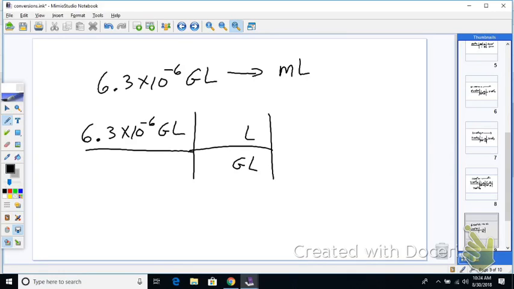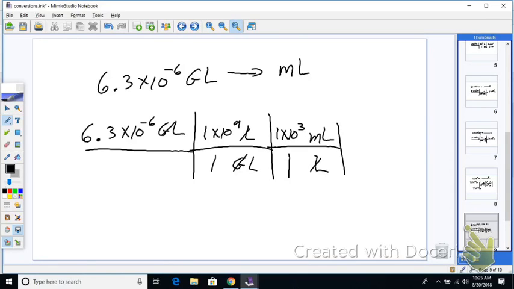Gigaliters to liters. Gigaliters is bigger, so 1. And so this would be 1 times 10 to the 9th. Next one, liter to milliliter. Okay? So I go to the base unit, then I go from the base unit to milliliters. 1 in front of the bigger unit. And then this is 1 times 10 to the 3rd.